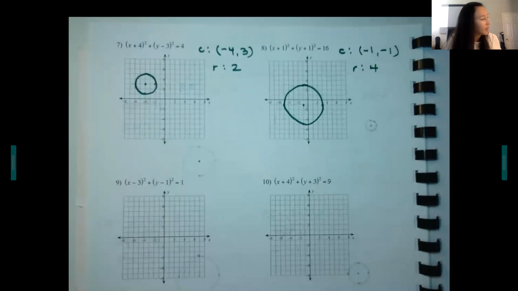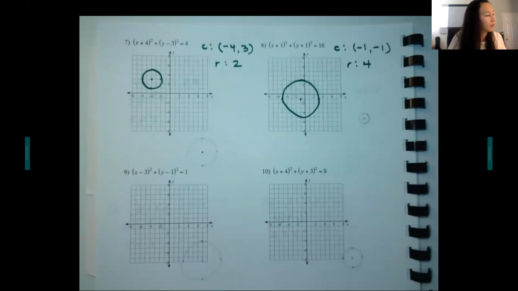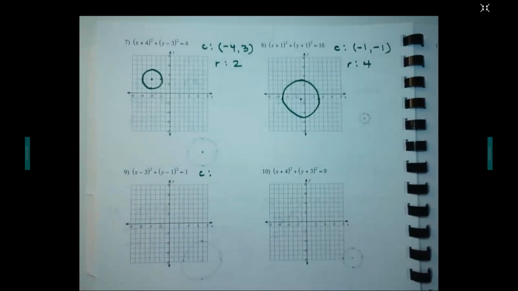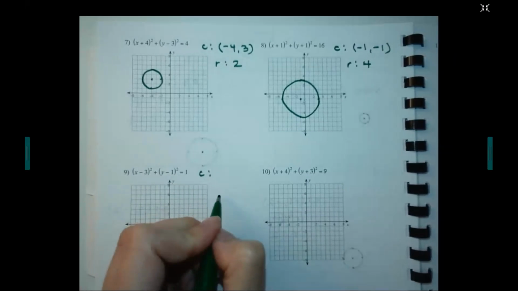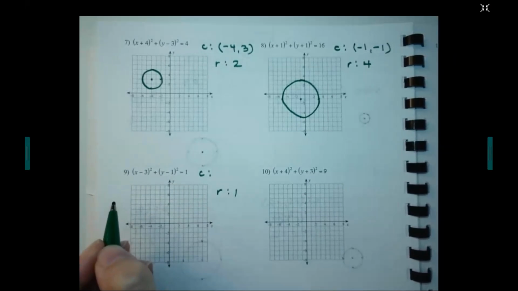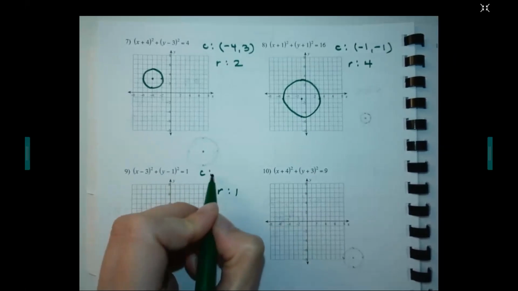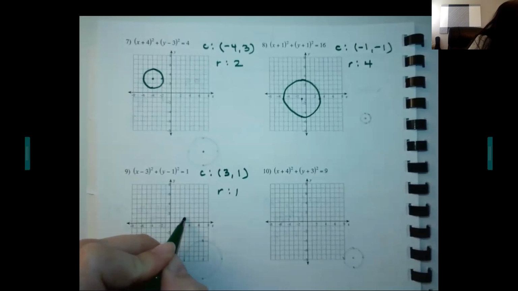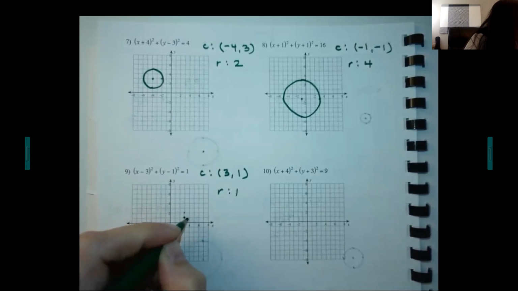Okay. Rick, number 9 and 10. So for number 9, the radius I got was 1. Good. And then the plots are 3 and 1. Excellent. Thank you, Rick. So we go to 3, 1, and then our radius is 1. It's a little circle.